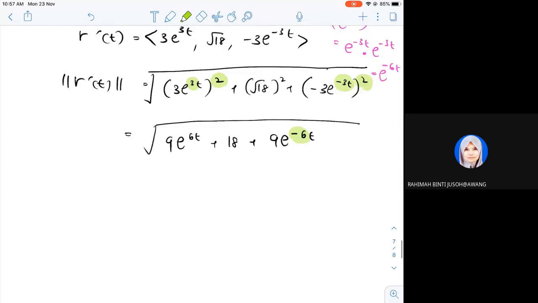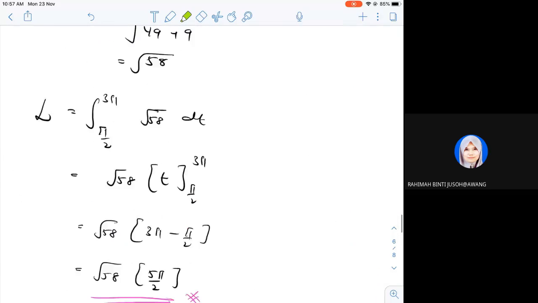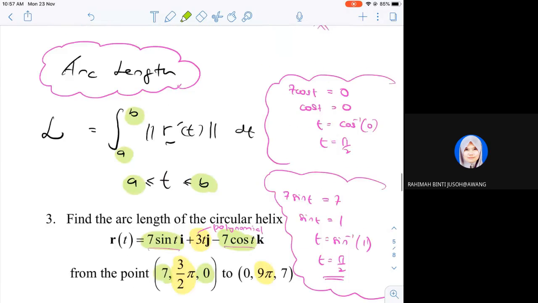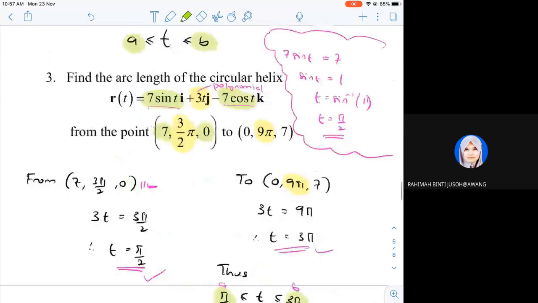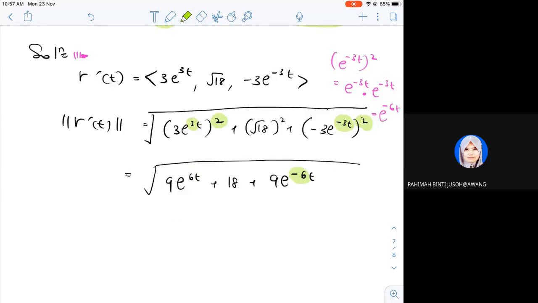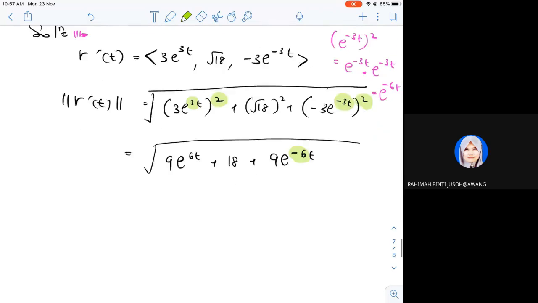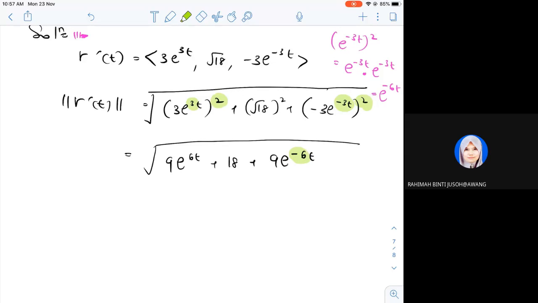In the formula of arc length, we need to integrate. So we need to think logically: can these terms be integrated easily? No, it is very hard to integrate the square root of this type of function. So what you should do is use some tricks in mathematics. We have to cancel this square root sign.